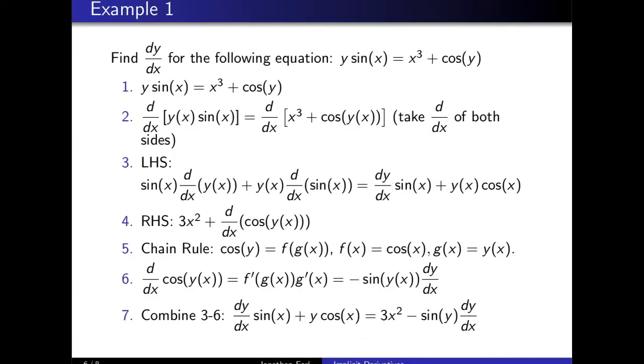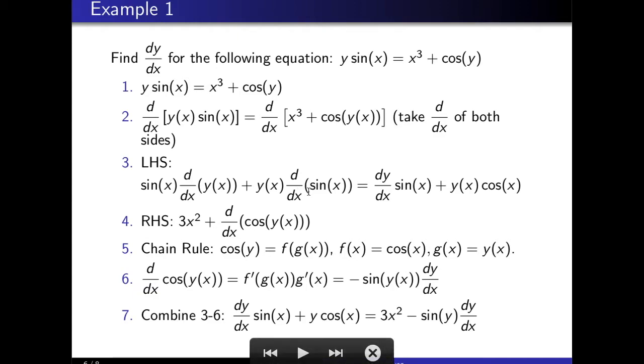So step 1, we assume that y is some mystery function of x, and then the second thing we're going to do is take derivatives of both sides with respect to x. On the left-hand side, we have y of x times sine of x, so we have two functions of x multiplied together. That says we need to use our product rule. First, we get the derivative of y times our second function, sine of x, and then y of x times the derivative of our second function. So that gives us dy/dx times sine of x plus y times the derivative of sine, which is cosine. That gives us our left-hand side.